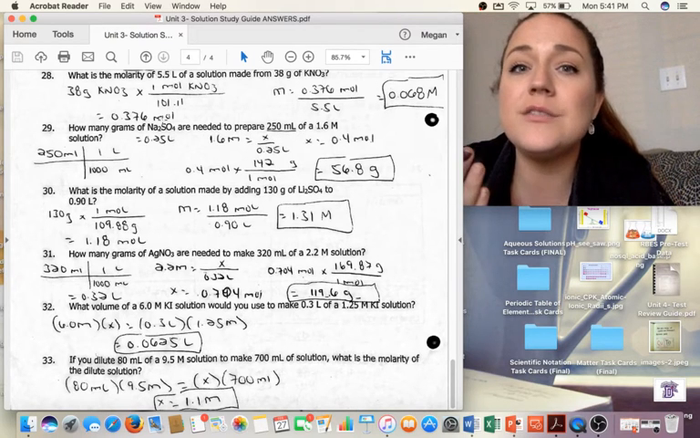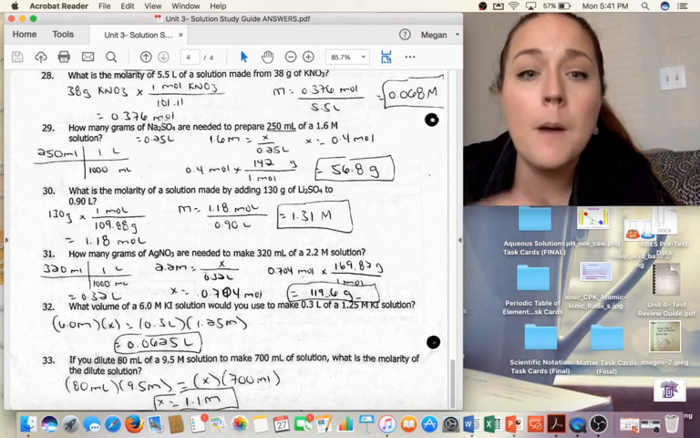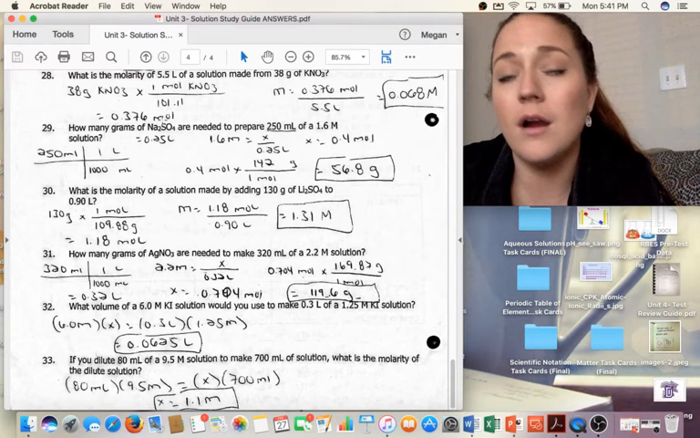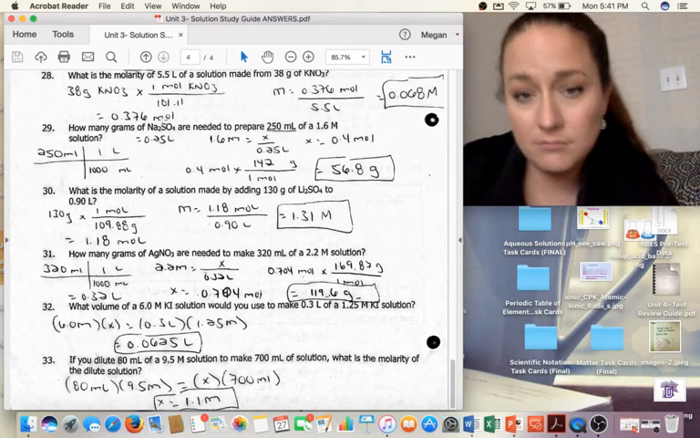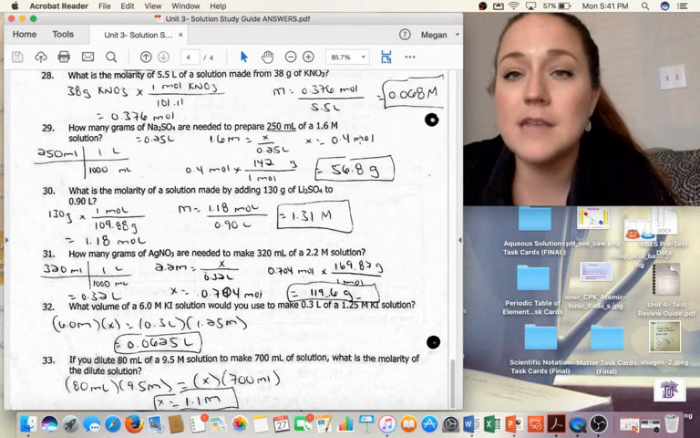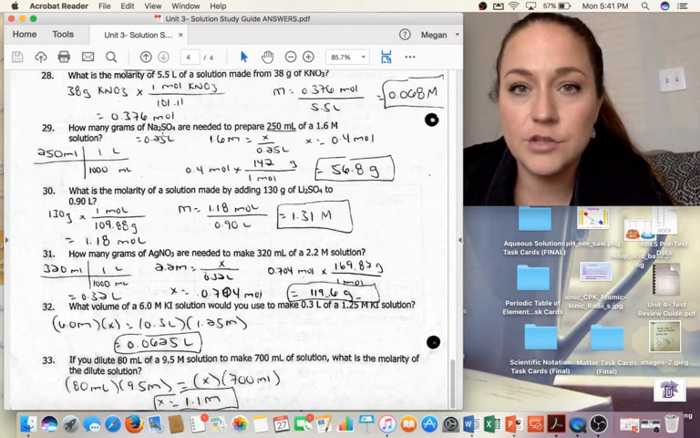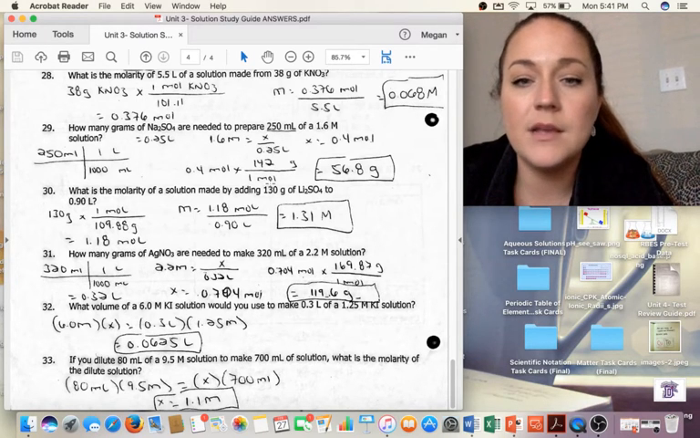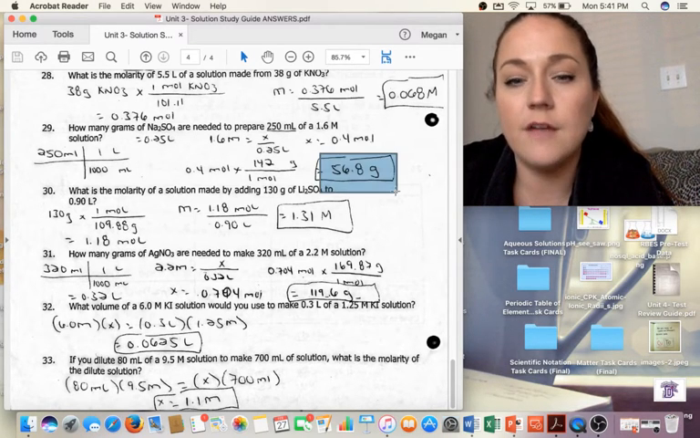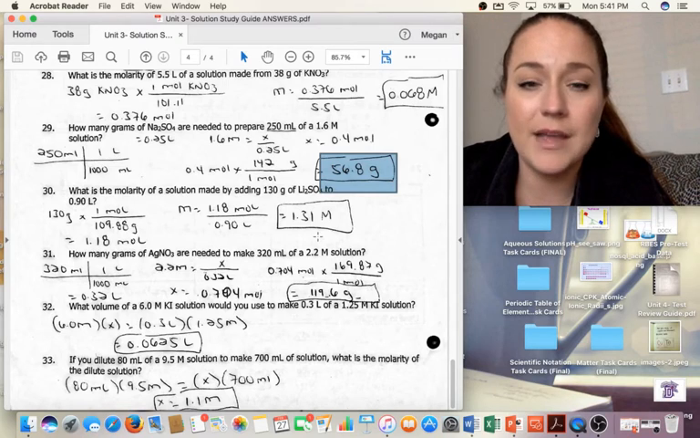So in this case, you need to multiply your moles of given, what you just found, times the molar mass of Na2SO4, thus giving you a final answer of 56.8 grams.